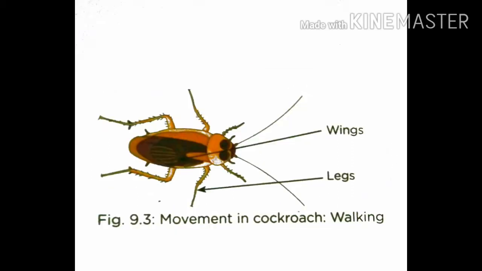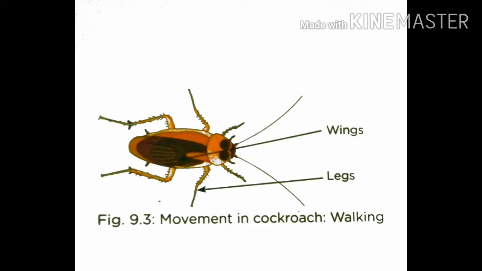In the breast region, there are strong and large muscles. These muscles move the legs for walking. Another set of breast muscles moves the wings during flying.